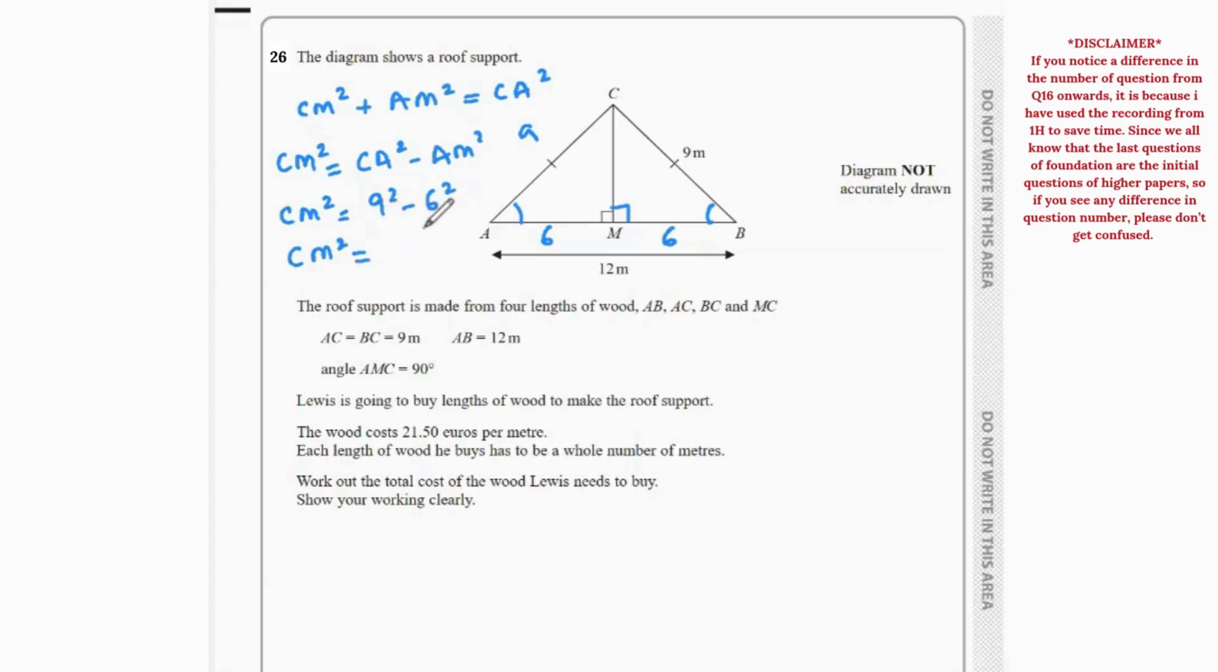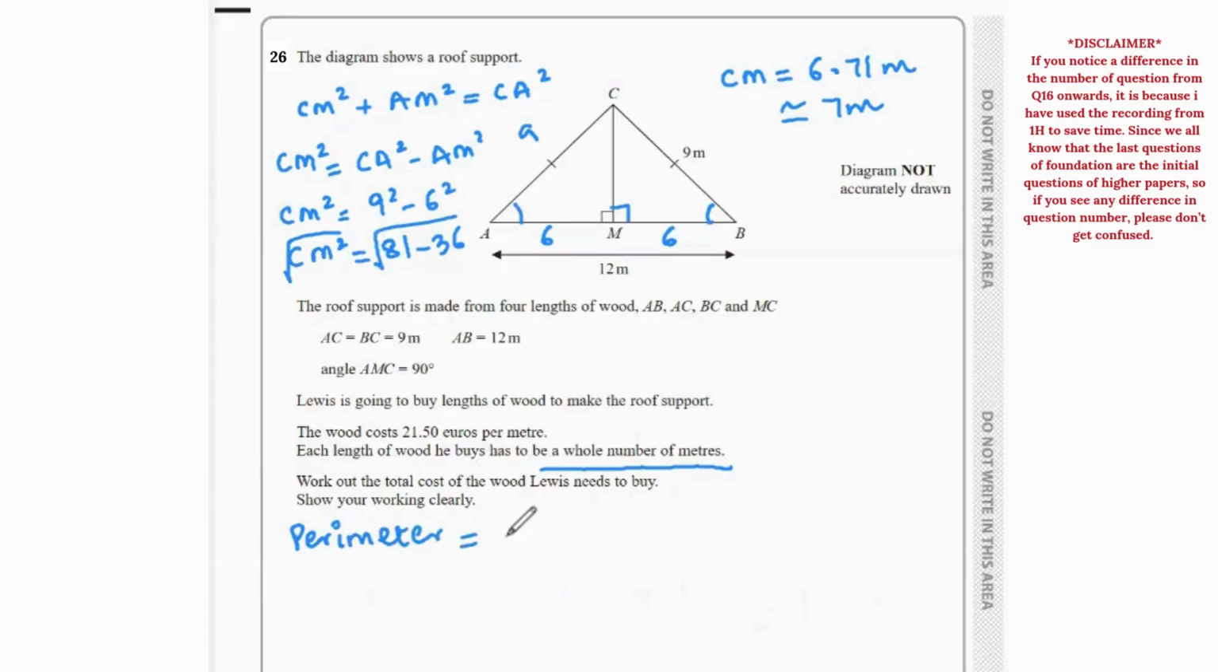which is 81 minus 36. Square root both sides, and CM comes out to be 6.71 meters. Since the question says that each length of wood has to be a whole number of meters, we're going to round this to 7 meters. So for the perimeter, which is basically the total length of wood that we need for this roof support, that's going to be 9 times 2 plus 12 plus 7, and that gives us 37 meters.